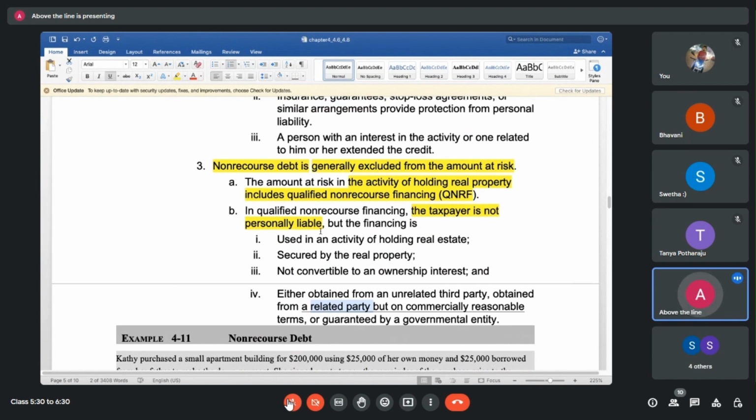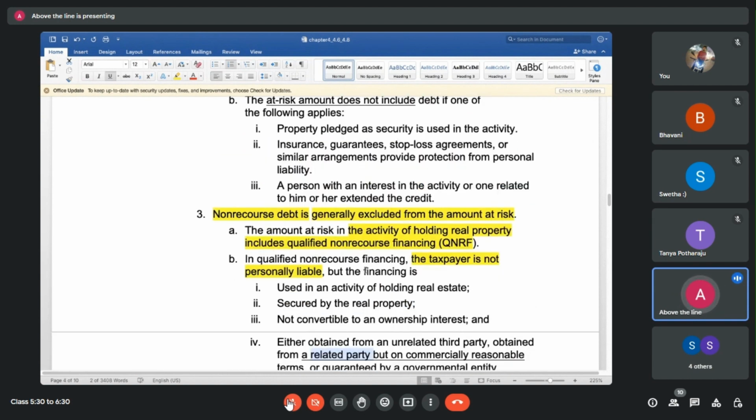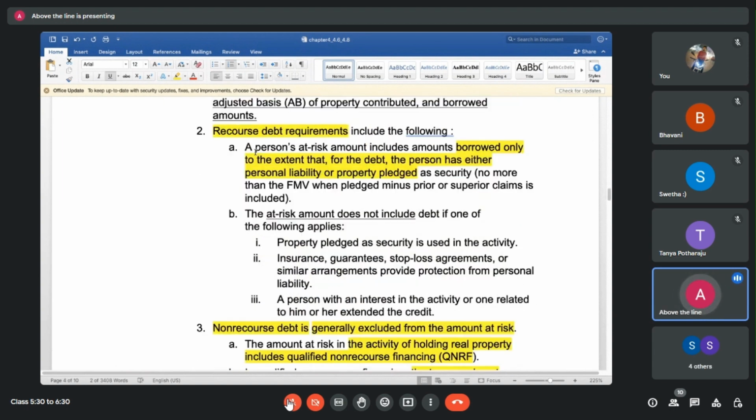So still the taxpayer is not personally liable, but the financing is all. This could be a bit confusing, but what we need to remember is in the recourse debt, the liability can be attached to a person's personal assets as well. Non-recourse, nothing like that. But let's say when we are doing the tax return, we say that opening recourse liability is $100,000. Closing recourse liability is $50,000. That means the loan has been reduced by $50,000.